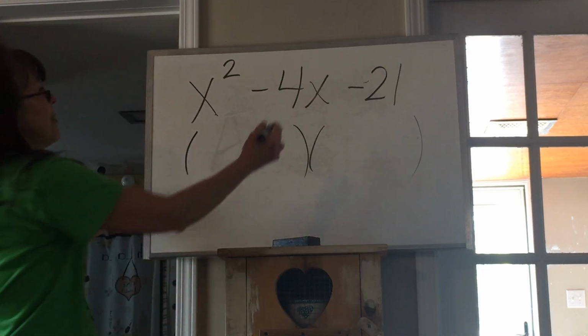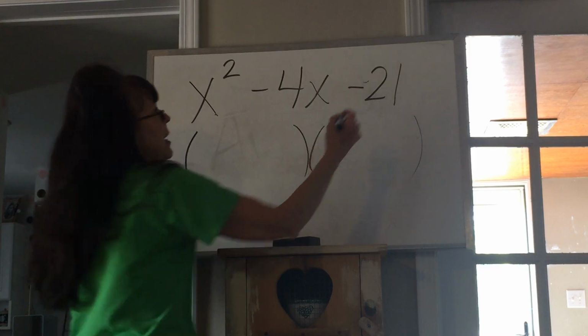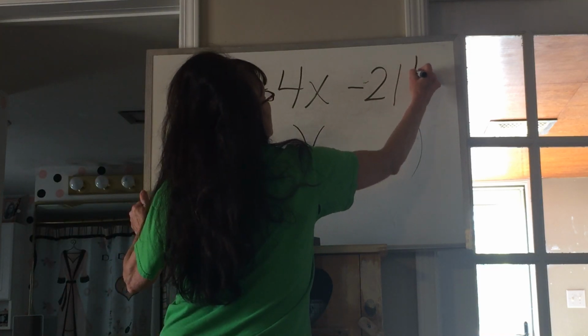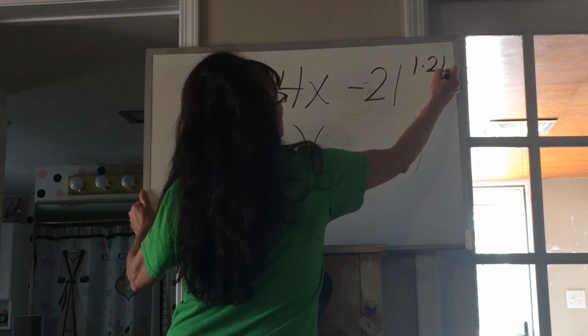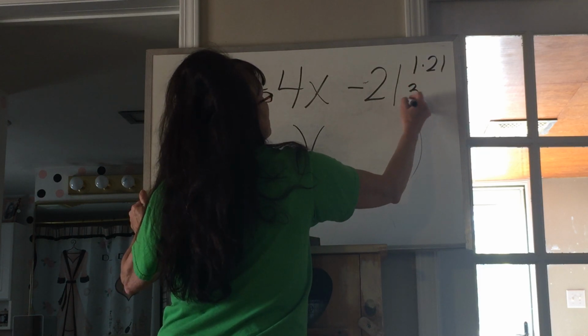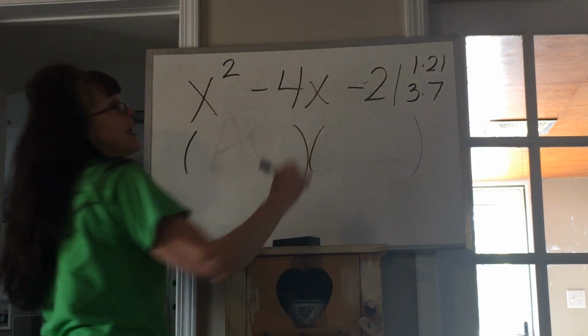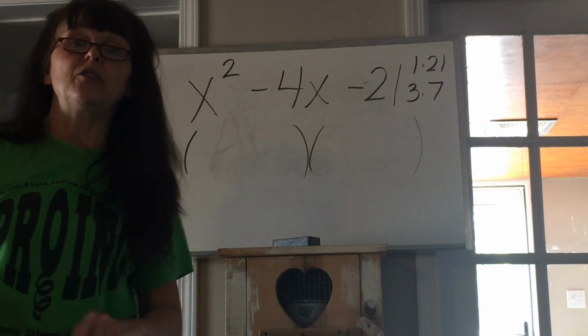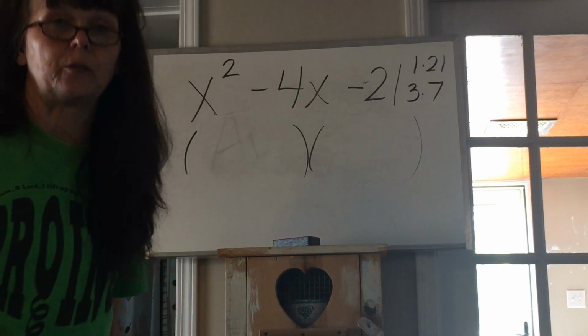All right, I'm going to make my list for 21. I'm going to start with 1 times 21. The next one would be 3 times 7. So you only have 2 choices. One of those sets is your answer.